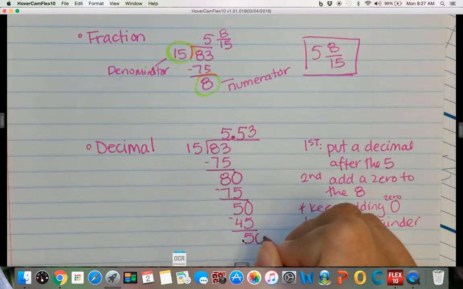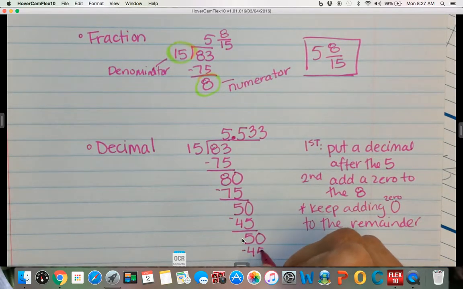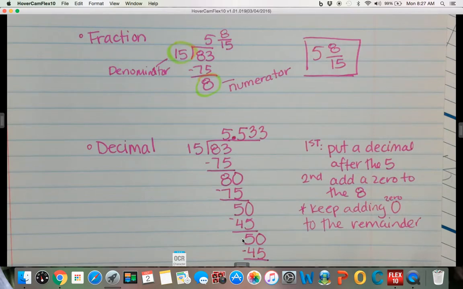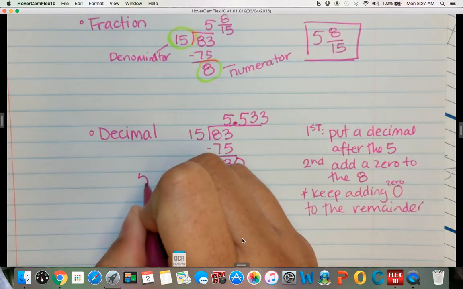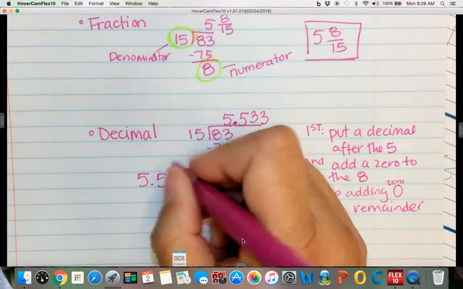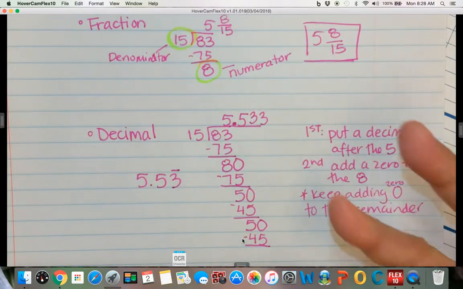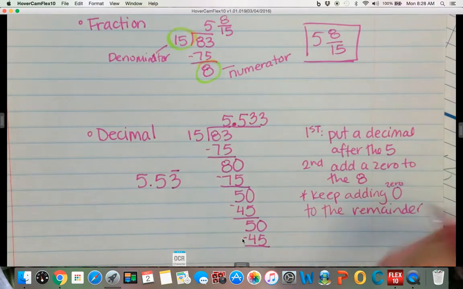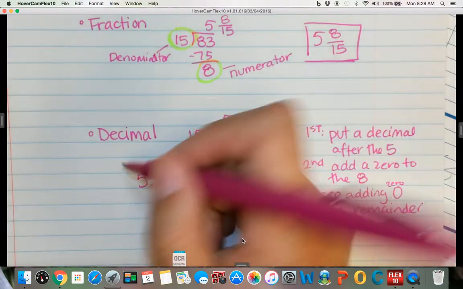I can keep adding 0 to my remainder. What I will notice is that this is going to repeat. Because it's going to repeat, I don't need to keep going. I can round it. So this is going to be 5.53. And this 3 repeats so that I put a little bar over the 3. That's not so important for you to know now. It'll be important for you to know next year. But this little bar above the 3 means that my decimal keeps repeating in the 3s.